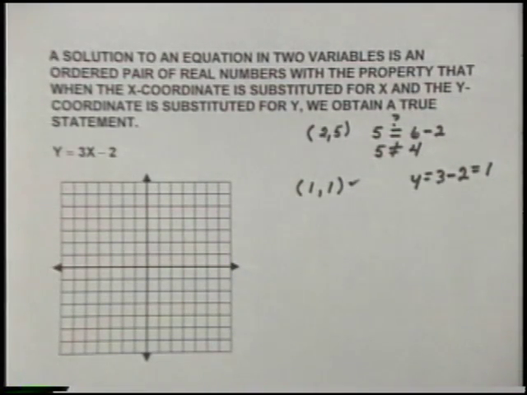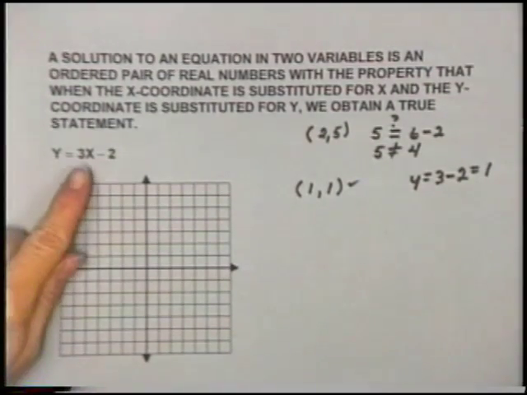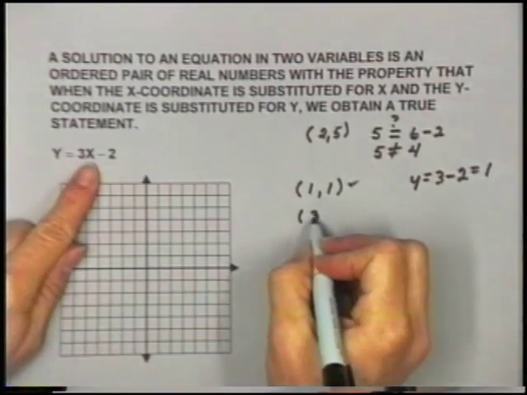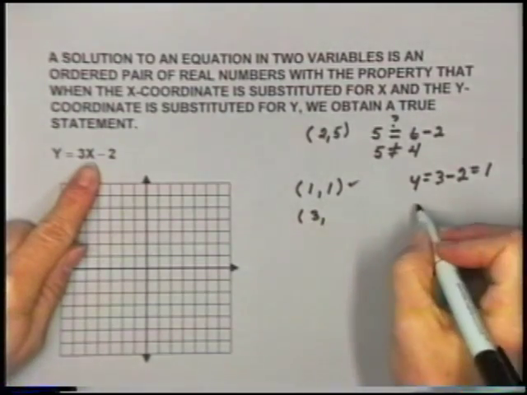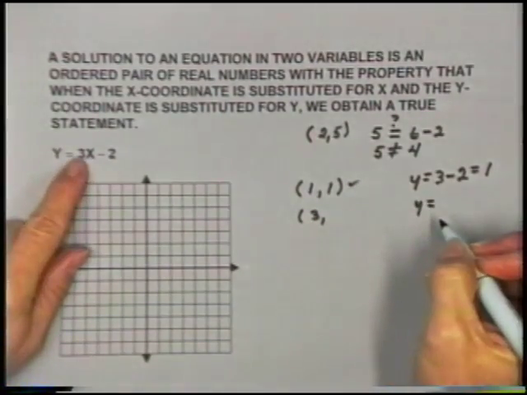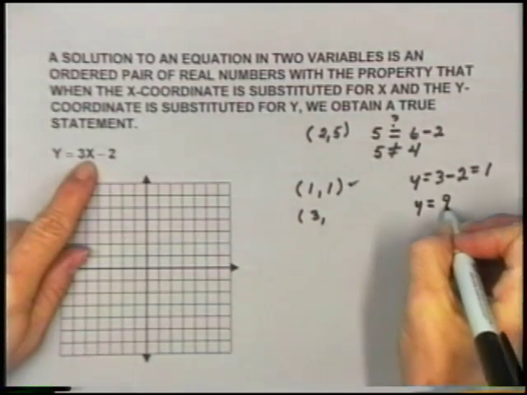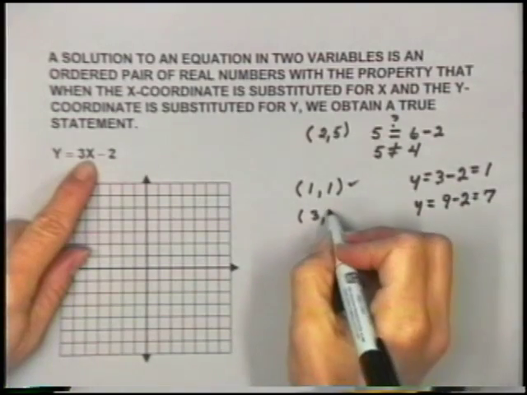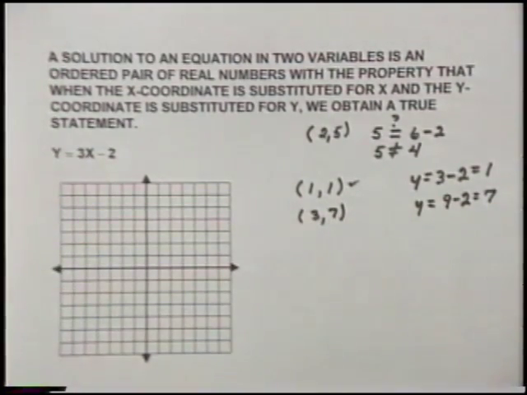Now this is not the only solution. You might have realized that because of the way we're finding these solutions, I can find many solutions. Let's find a second solution here. Let's suppose that we're going to choose x to be 3. So solving for y, if x is a 3, 3 times 3 would be a 9, subtract 2, and 9 subtract 2 gives me 7. So this ordered pair (3, 7) is also a solution.